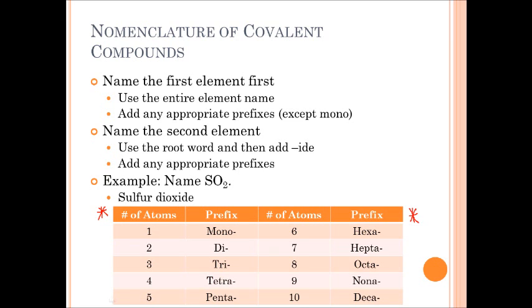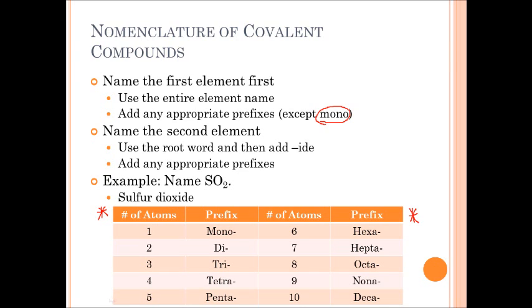You use the entire element name, and you add the appropriate number of prefixes based on how many of them you have. The only one you don't do is if there's only one of them, you do not put mono. The convention is that if there's only one of them, just use the name of the element.